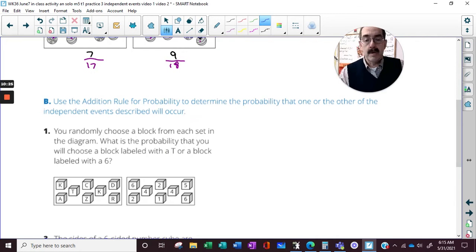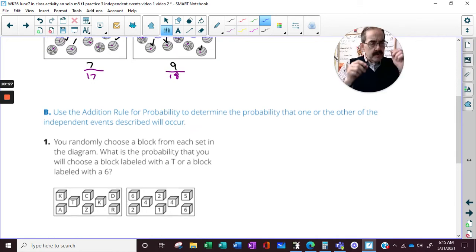Okay, again, we're not in a hurry. The key is to work through each situation and make sense of it in your mind. All right. You randomly choose a block from the set of the diagram.